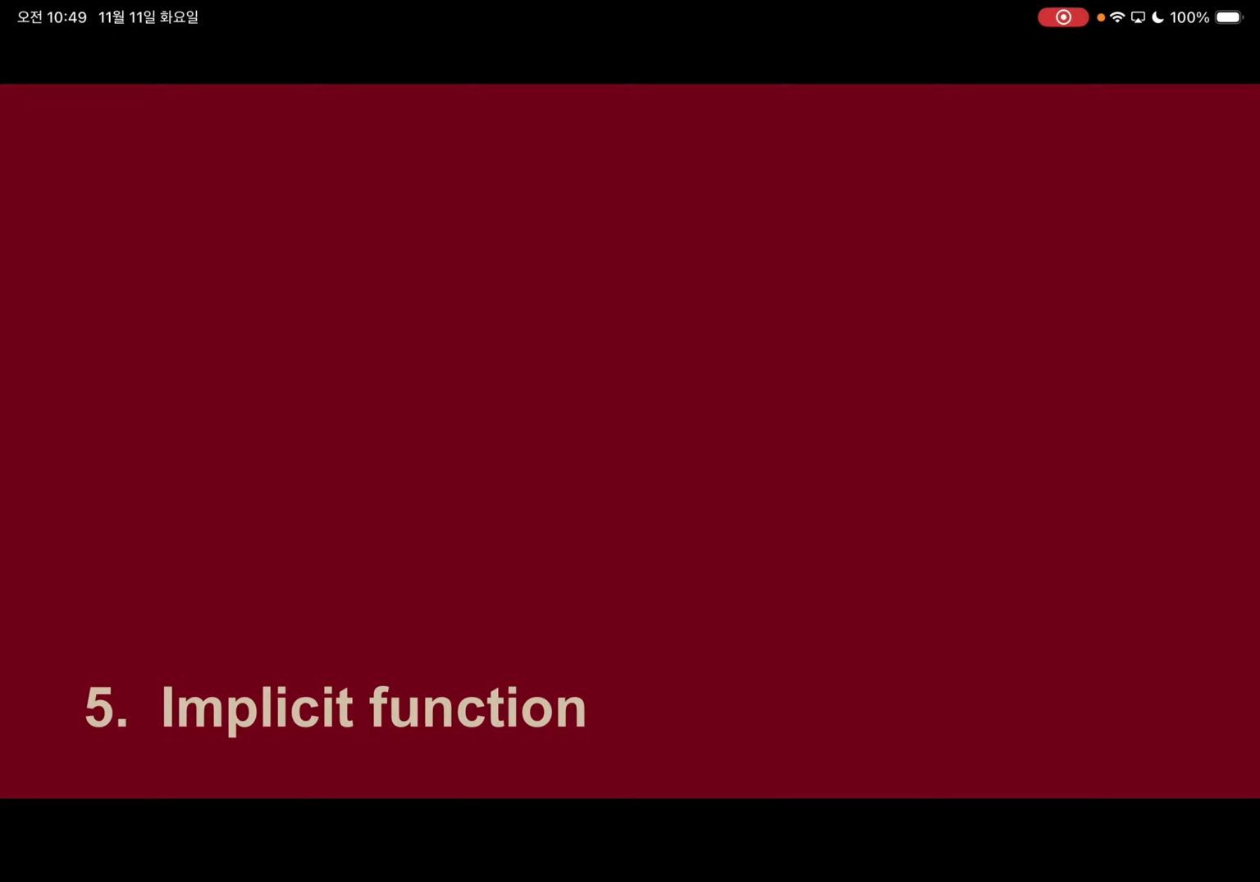Implicit function. Okay, so mesh, point cloud, and voxel belong to explicit representation, but today we will cover implicit function.